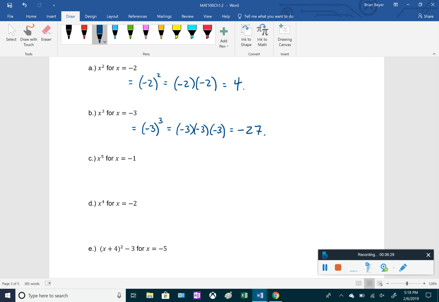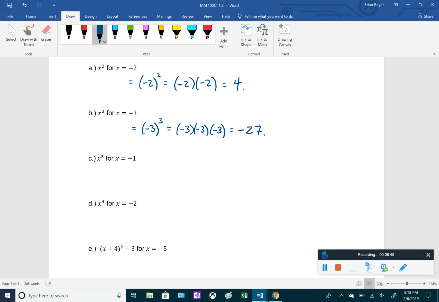So you can probably see here, when you have a negative raised to an even power, the negatives are going to be in groups of 2, making them become positive. When a negative is raised to an odd power, they're going to be in groups of 2, always with 1 left over, making the whole thing negative.